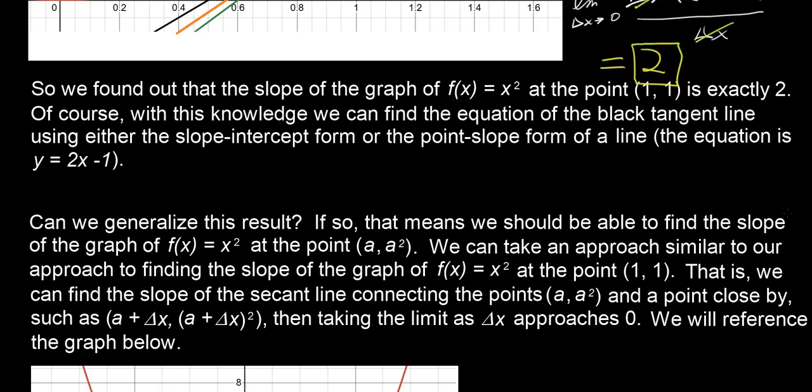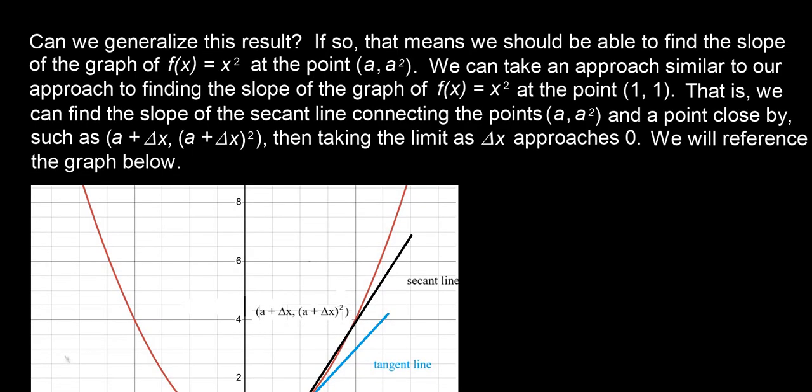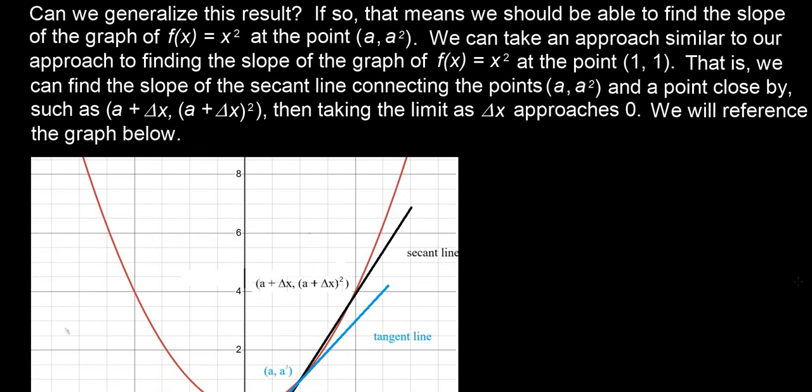Okay, that's nice, but can we do better? Can we generalize that result? In other words, we found the slope of the graph at the point 1 comma 1. Can we, in general, come up with an expression for the slope of the graph of x squared at any point on the graph a comma a squared? Well, I think we can by taking a similar approach.